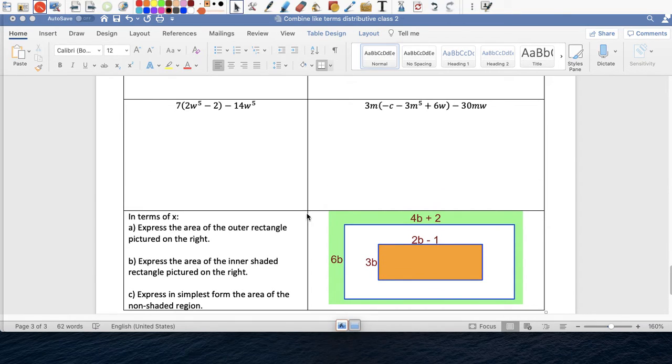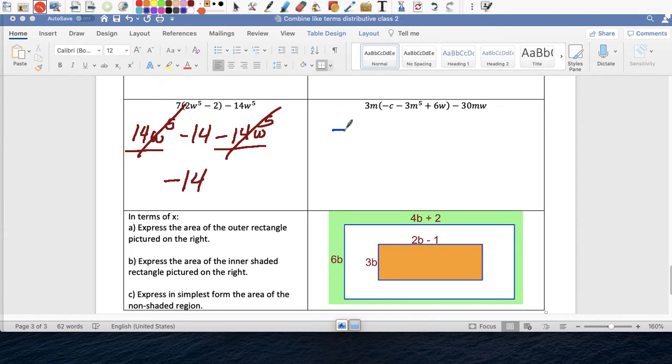Let's see. So here we have 7 times 2, which is 14, 14w to the fifth. 7 times minus 2 is going to be negative 14, minus 14w to the fifth. So you know that this and this, they're opposites. So 14w to the fifth minus 14w to the fifth is just going to be 0. So the final answer is negative 14.